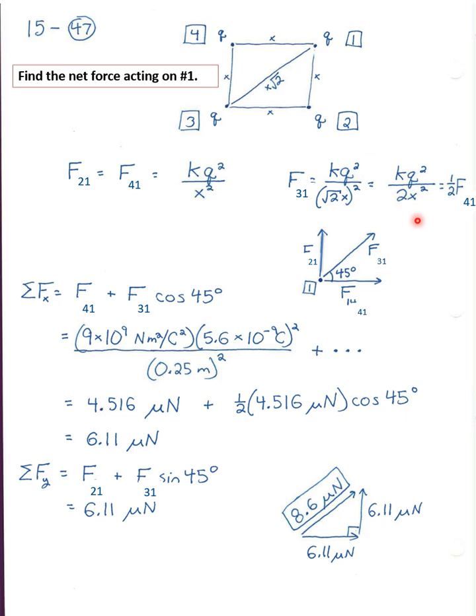Now let's compare the force of 3 on 1 versus the force of 2 on 1. 3 on 1 is kq squared over 2x squared. 2 on 1 is kq squared over x squared, and that's also the force of 4 on 1.